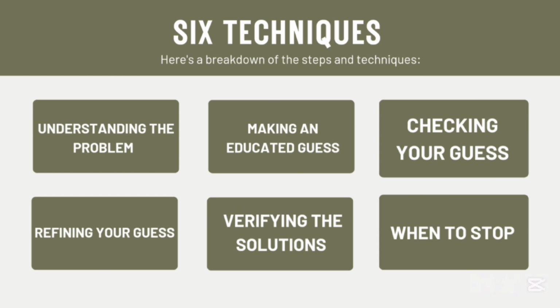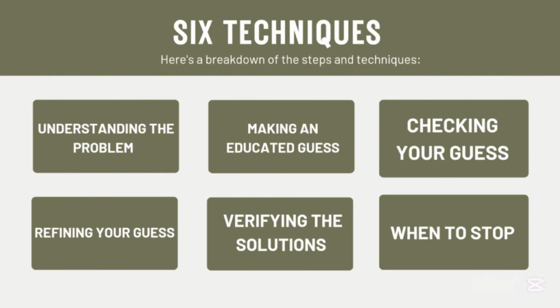Number 3, checking your guess. After making a guess, carefully check if it satisfies all the conditions of the problem. If it doesn't, analyze where it falls short. And number 4, refining your guess. Based on the results of your check, adjust your guess systematically. If your guess was too high or too low, adjust accordingly.